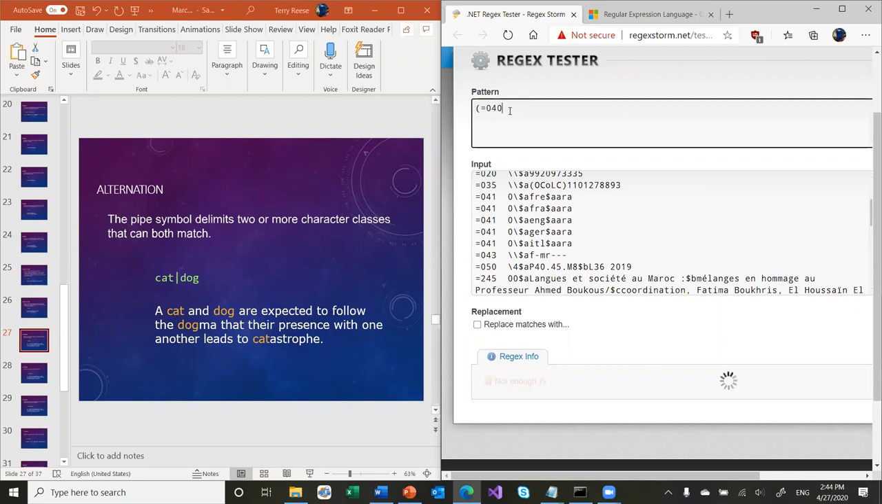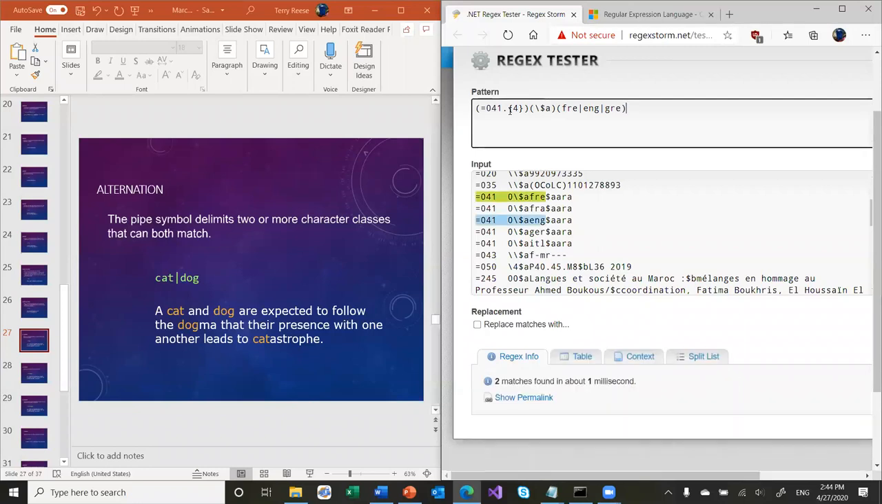So we can say equals 041, and I'm going to talk to you about what these little squiggly lines mean, slash dollar sign A. Then I want to match on either FRE, ENG, GER. Now what I've done is I've created an alternation, so essentially an OR, where it's going to match on one of these three values.